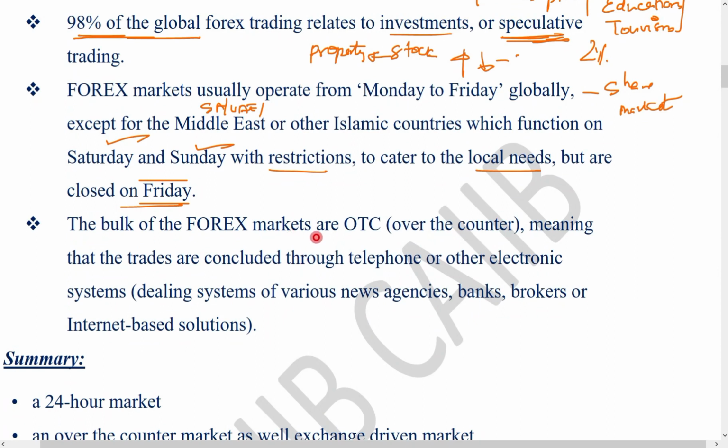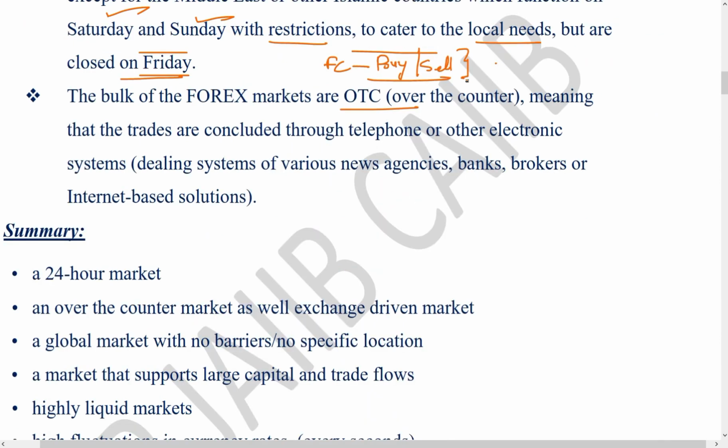The bulk of the forex markets are over the counter, meaning that trades are concluded through telephone or other electronic systems. Okay, what they are telling is, the bulk of the forex market is over the counter. How are the trades happening? Trades means foreign currency is also bought and sold. You are purchasing and selling the currency. So it is just like over the counter.